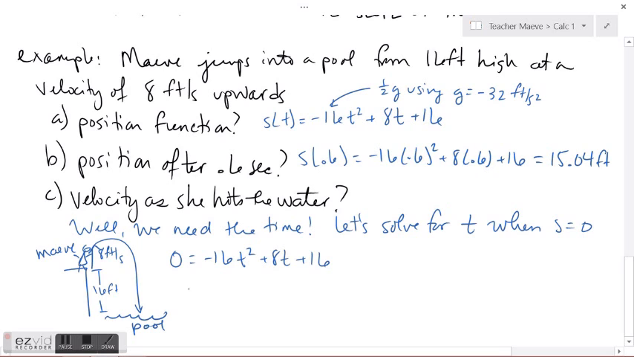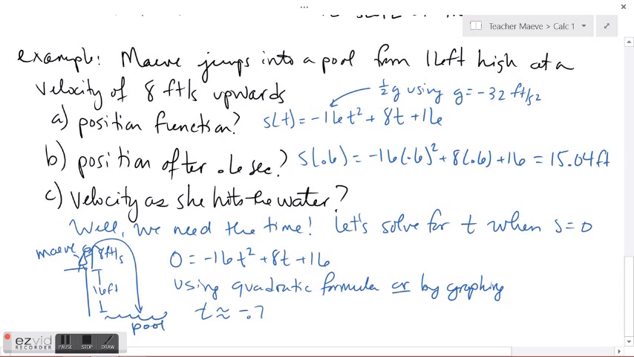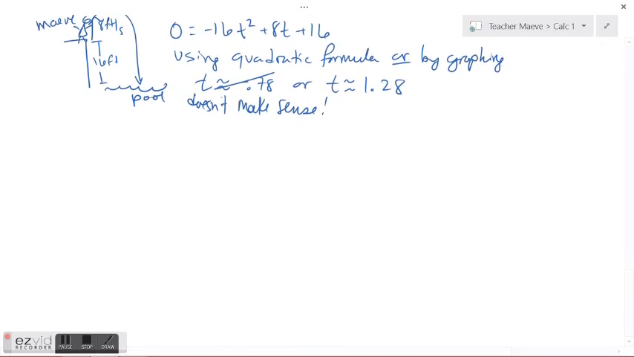So I'm going to say 0, my final position, is equal to negative 16t squared plus 8t plus 16. I'm going to use the quadratic formula, or I could use a graph, to figure out what t is when my position is 0. It's not easy to factor, so we're not going to factor it. Using the quadratic formula or graphing, I get that t is either negative 0.78 or approximately 1.28. A negative amount does not make any sense for time. Throw that answer out. So we have my time.